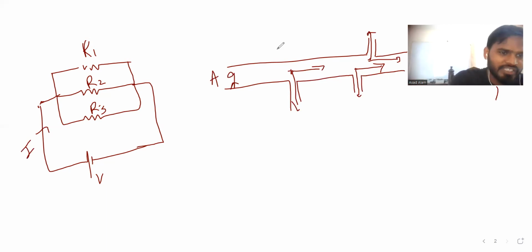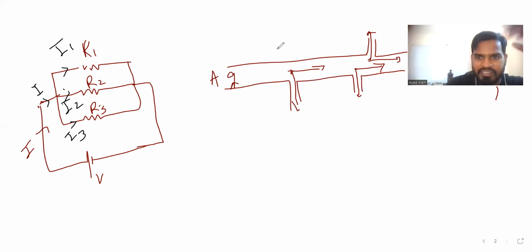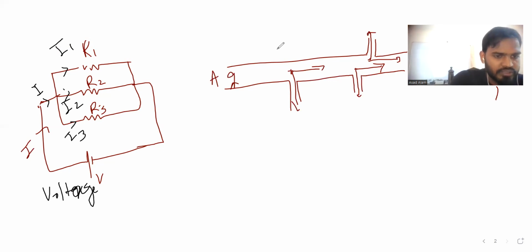Till here it is I, that is correct, but here it will be different. It will be I1, here I2, here I3. What is the same here? Voltage is the same in all resistors.